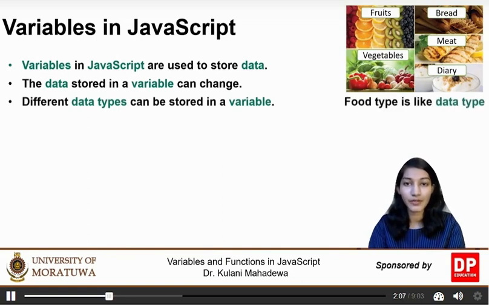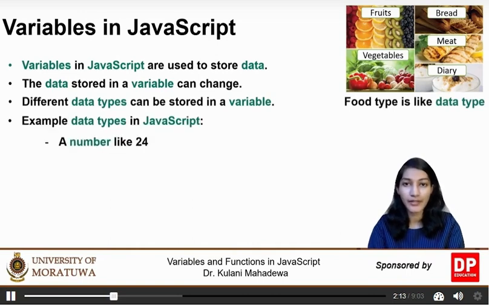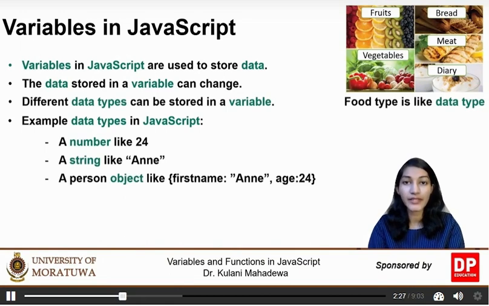Similarly, JavaScript supports different types of data like numbers, strings, and objects. For an example, if we take 24, that belongs to the data type numbers. Then any characters or numbers within double quotes is a string. In the previous lesson, we learnt about JavaScript objects. So objects are also another data type. Here the person object belongs to the data type object.